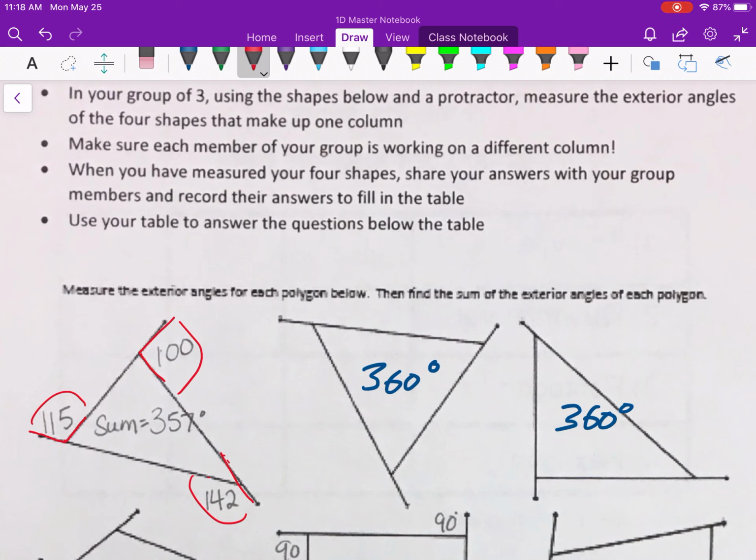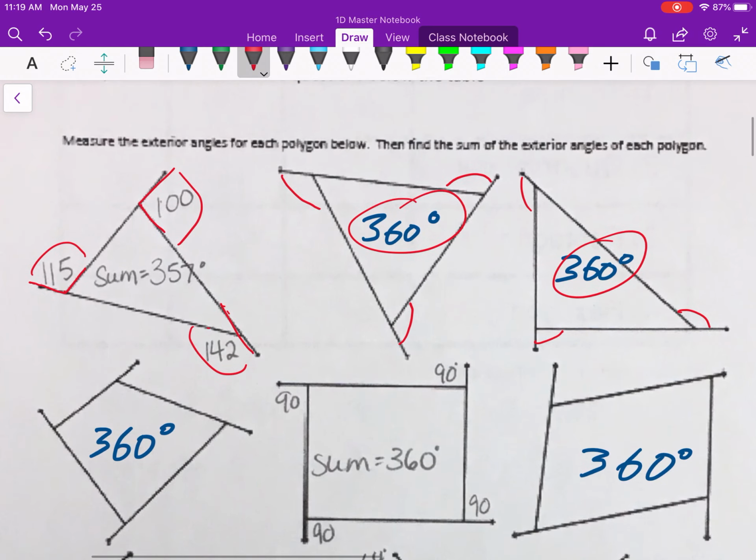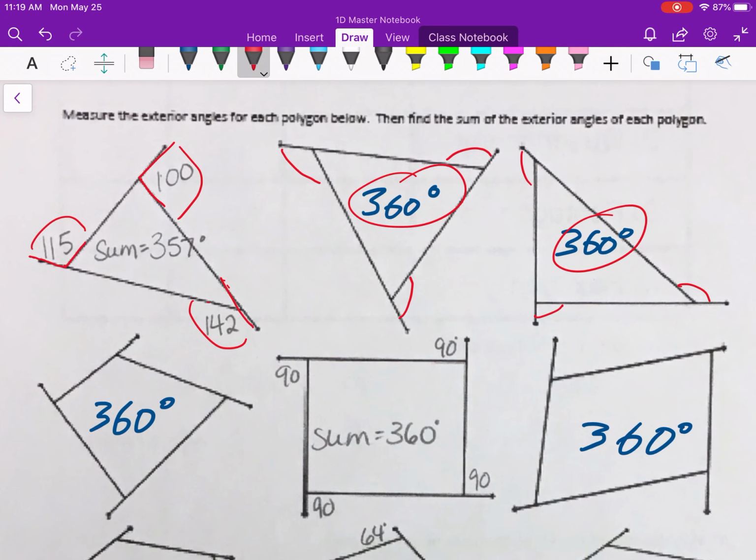So the idea is that exterior angles, at least for these triangles, are all going to add up to 360. So 115 plus 100 plus 142 is approximately 360. If I were to add this angle plus this angle plus this angle, it would add up to 360. This one plus this one plus this one adds up to 360. Okay, so we know that the interior of a triangle, the inside of a triangle, adds to 180. But it turns out that if we take the three exterior angles of a triangle and add them up, they add to 360. What happens if we're dealing with a quadrilateral, a four-sided figure?